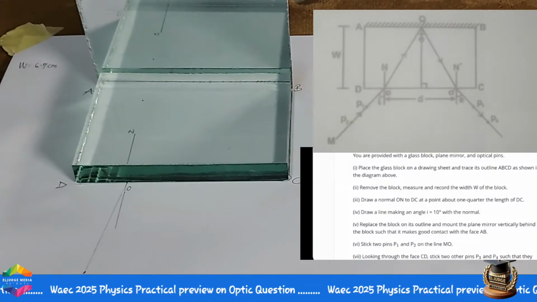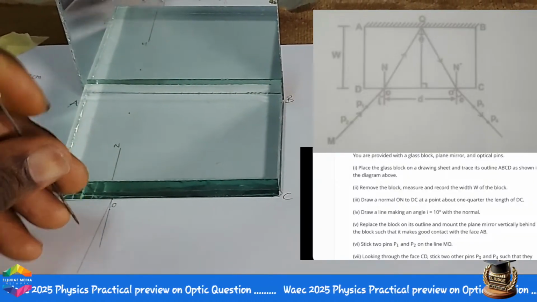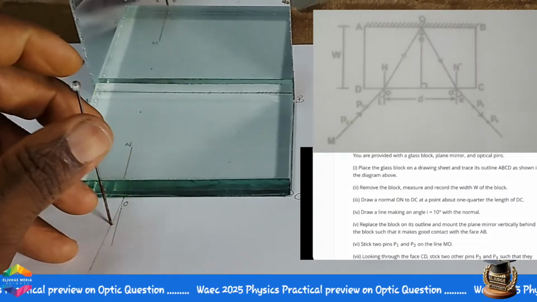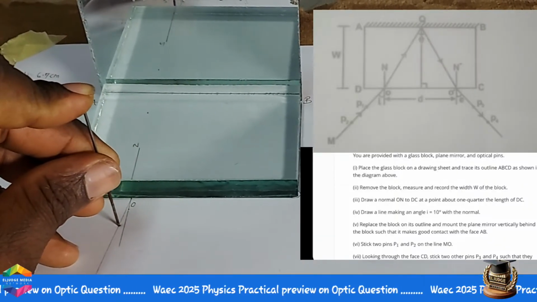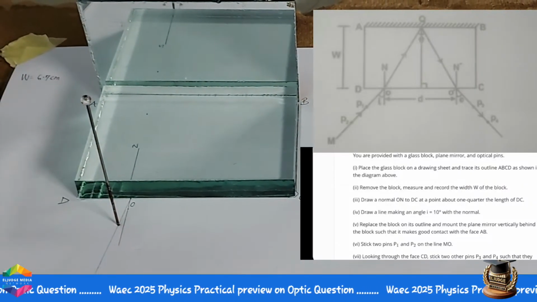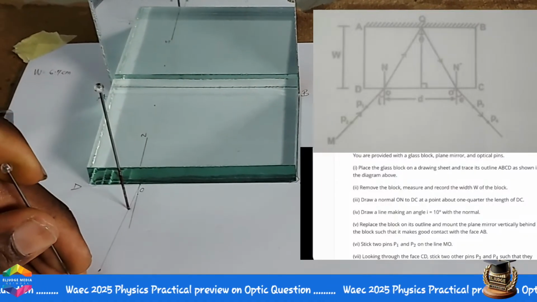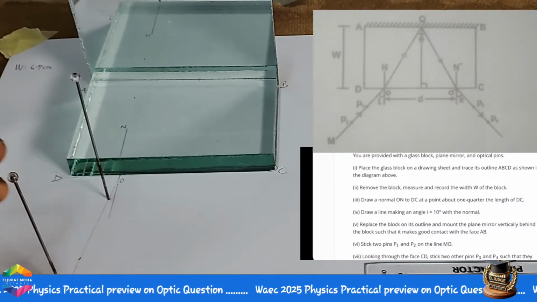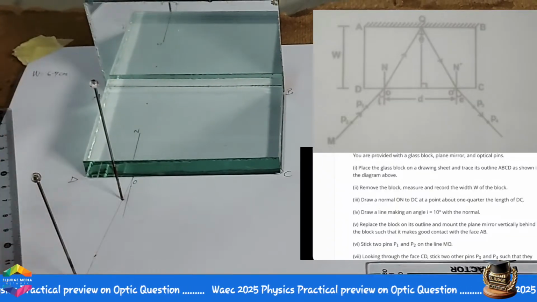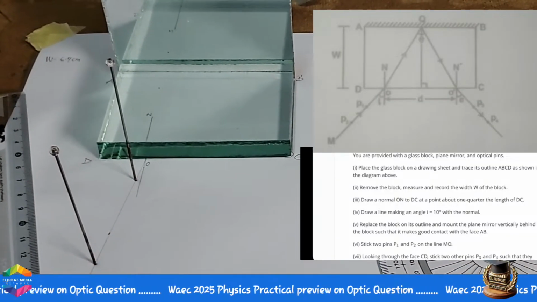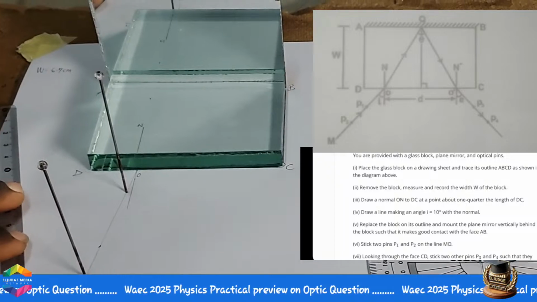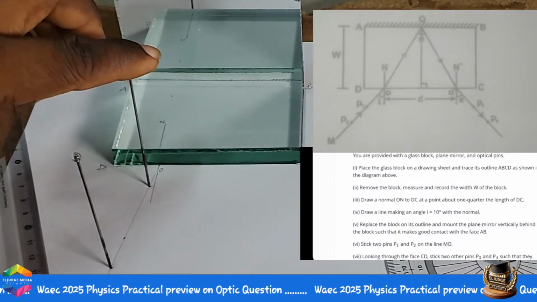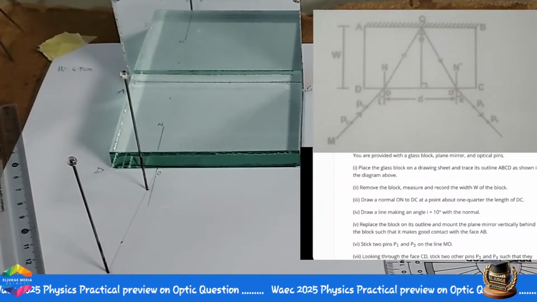Then stick 2 pins, pin 1. Let's put P1 here. Make sure the spacing of your optical pins is at least 4 to 5 centimeters. So make sure the pins are erased. That's one of the precautions. I ensured the pins were erased. So erase pins.